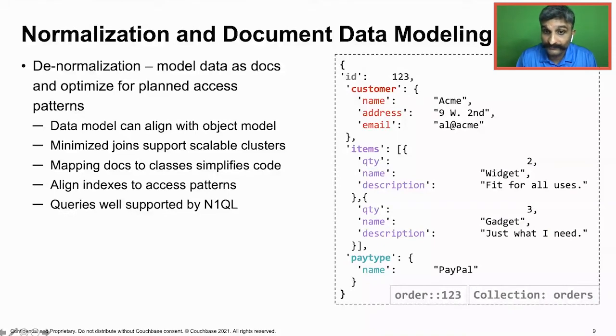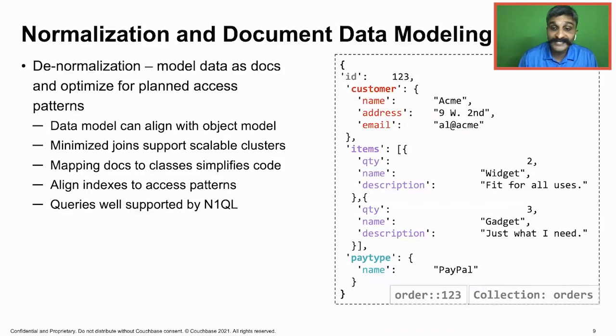which has the ID 123, and there is an entire customer embedded here, right? And what are the items? I have an array of items that's being embedded here. And how did he pay? Using PayPal. So I have the entire pay type document embedded here. So what happens now? There are no multiple joins. Instead, I do a single fetch. One fetch gets the whole document. This is just one of the several ways you can model the document.